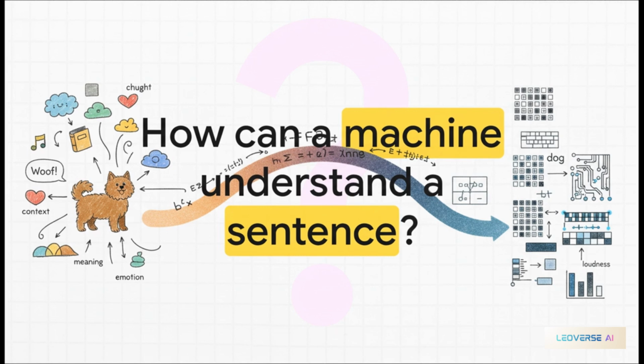And this really is the fundamental problem, right? We think in ideas, in feelings, in context. A computer, it thinks in ones and zeros. It has no idea what a dog is or what loudly even implies. So how on earth do you bridge that gap? How do you translate our rich, complicated, messy language into cold, hard mathematics?